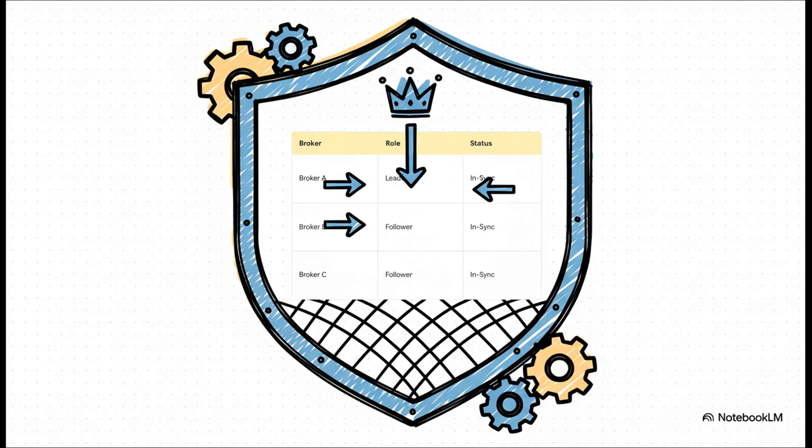You've got your leader, broker A, and two followers, B and C. But the most important part? Look at that status. They are all in sync. This is Kafka at its best, its most resilient. The safety net is totally intact.